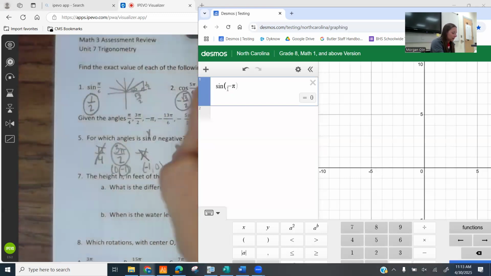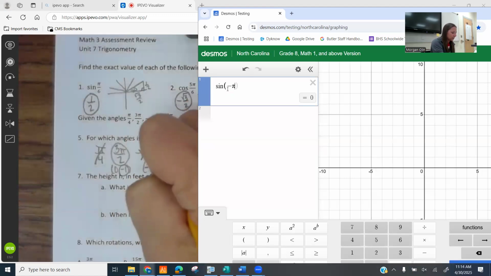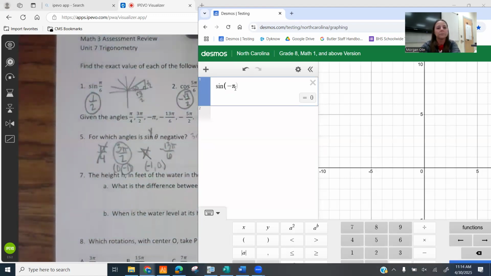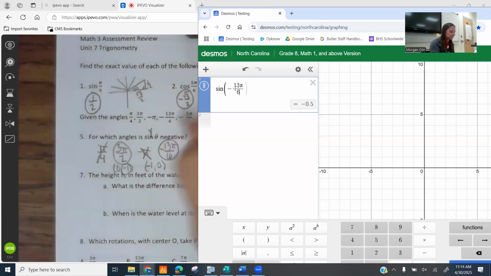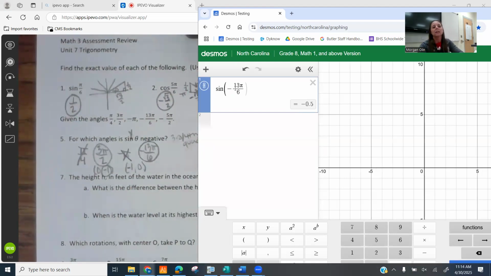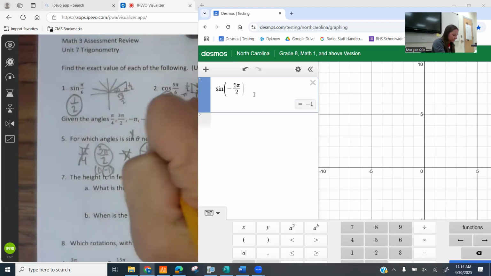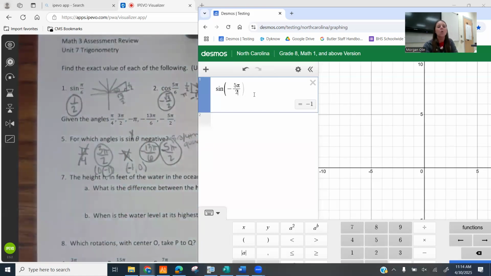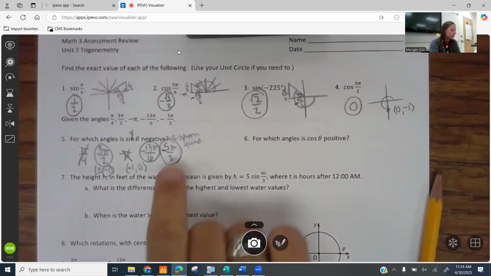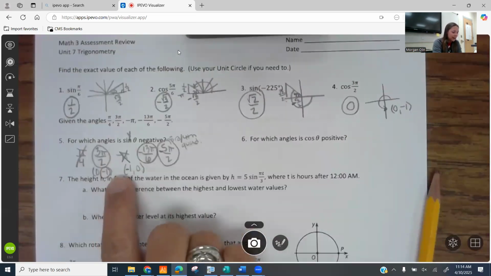Okay. And then -13 pi over 6. Did that come out as negative? And it does. And then lastly, 5 pi over 2. And that also comes out to be negative. You could just plug that in if you want. Or you can figure out where these are. If they're in the third and fourth quadrant, that is when sine is negative.